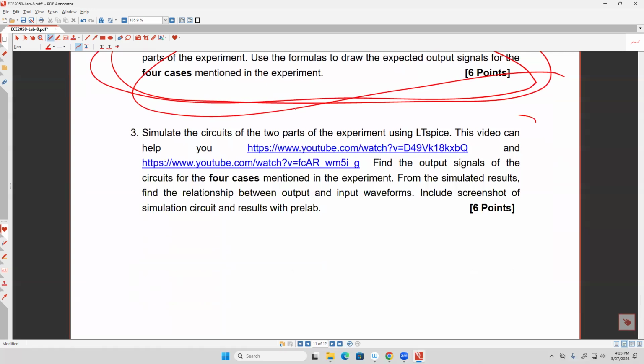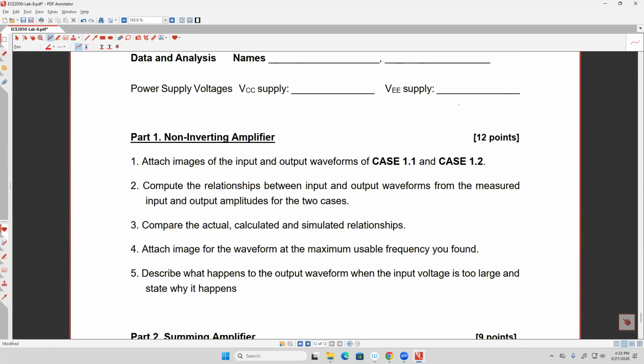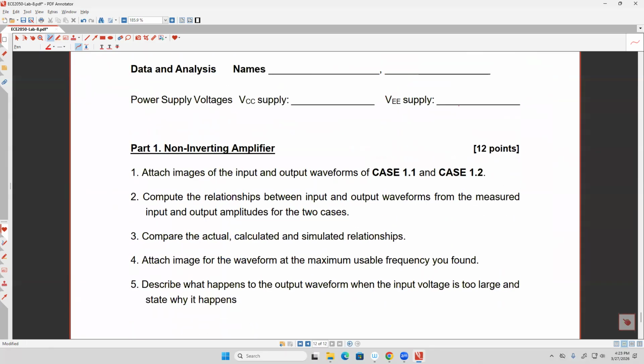One more thing: you can also do simulation. I even give you a video here to explain how you can simulate an operational amplifier. You just need to watch the video and do similar to the video to learn how to use LTspice to simulate an operational amplifier. Again, it should be very easy. Here is the data you have to collect, guys. You need to tell me what supply you use.